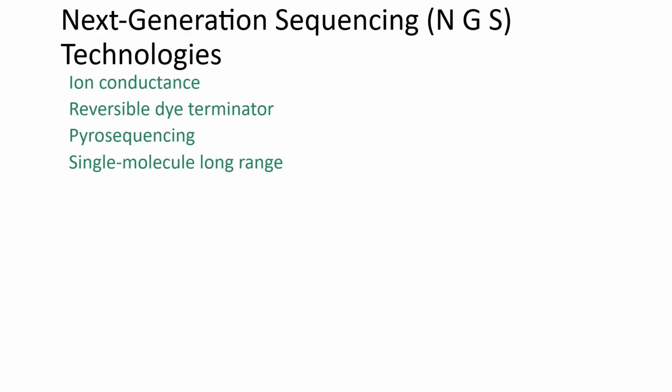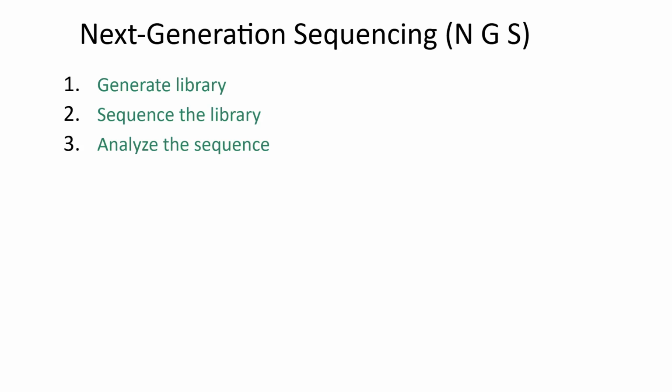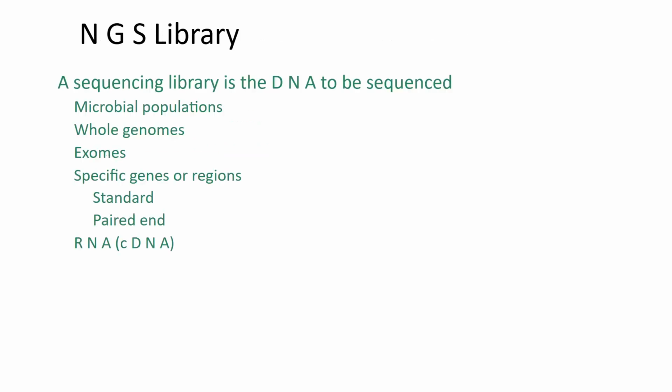Ion conductance, reversible dye terminator, pyrosequencing, and single molecule long range. Next generation sequencing involves generating a library, sequencing the library, and then analyzing the sequence. A sequencing library is the DNA to be sequenced: microbial populations, whole genomes, exomes, specific genes or regions, standard or paired end, RNA, and complementary DNA.